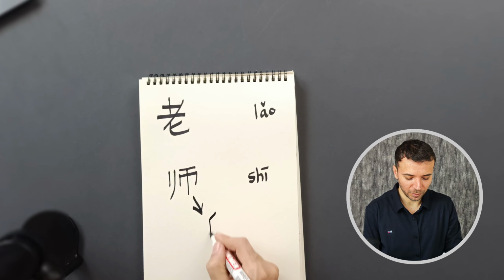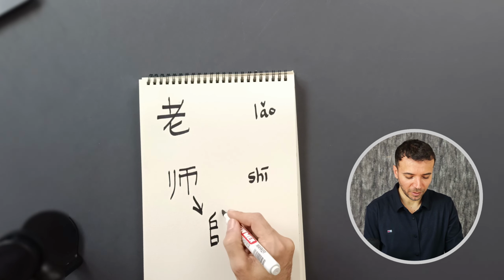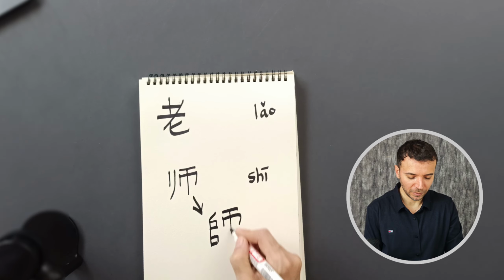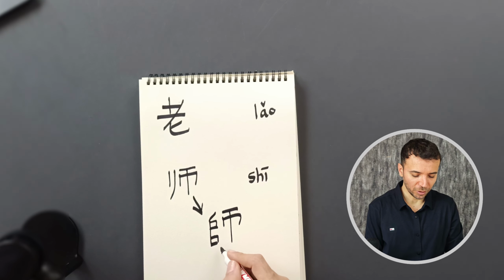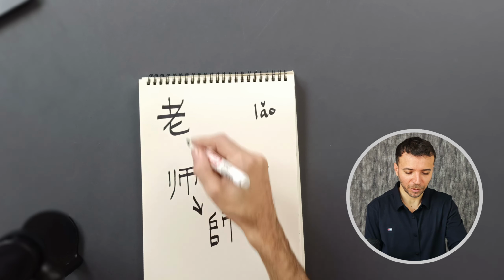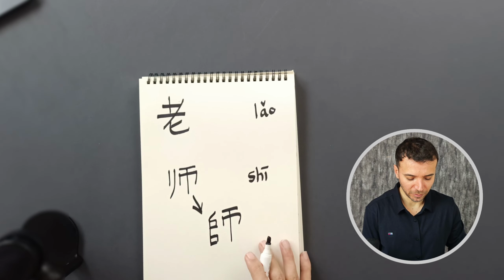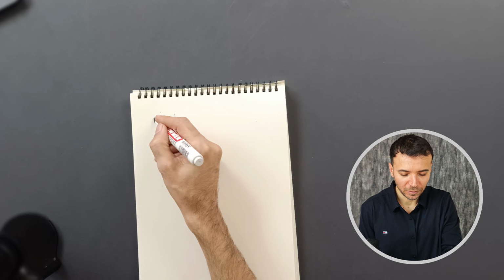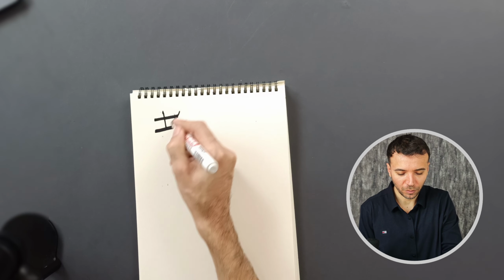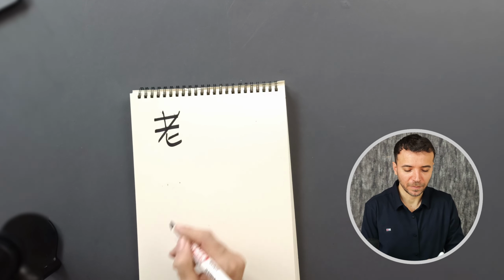This character is actually the same in both traditional and simplified, but this one is slightly different. 1, 2. This part is this, and the rest is the same. So if we're learning traditional one, this character looks like this, and the simplified one like this. 老师. So let's write 老师 again. 1, 2, 3, 4, 5, 6.